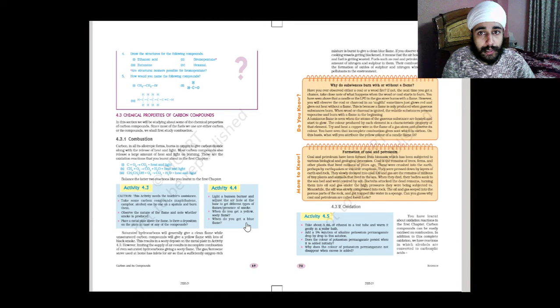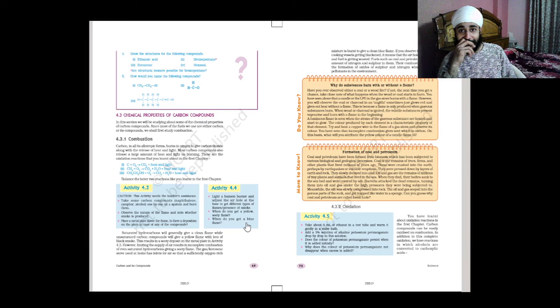So fuels such as coal and petroleum have a large amount of nitrogen and sulfur in them. Their combustion results in the formation of oxides of sulfur and nitrogen, which are major pollutants in the environment. So in the last line, what we have discussed, sulfur and nitrogen, which are the major pollutants.